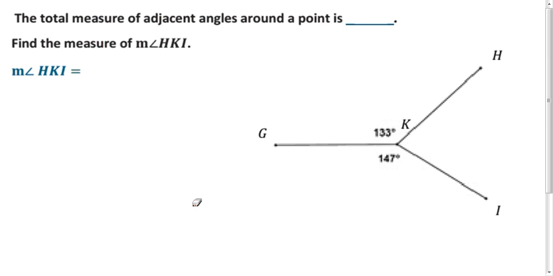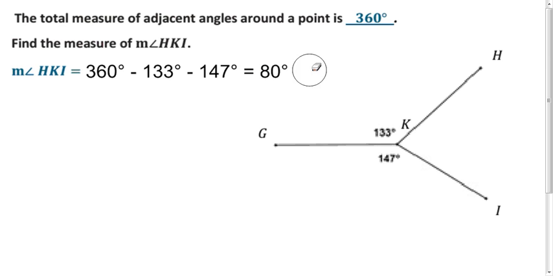The measures of the angles around a point add up to 360. So think about it, you're just going around in a full circle here. And so very similar to figure out what the measurement of angle HKI is, subtract from 360 this time. And this time we get 80 degrees.